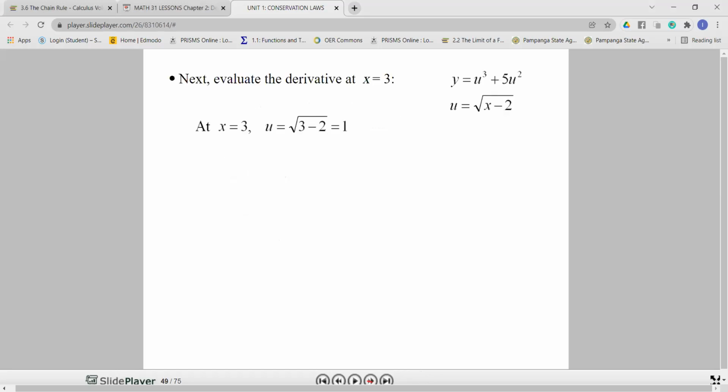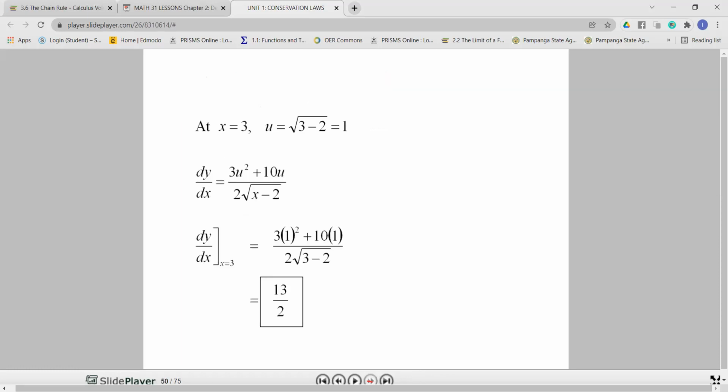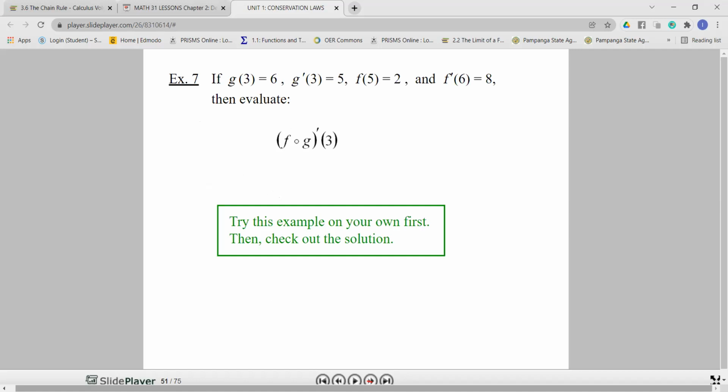Okay, next, evaluate the derivative at x equals 3 of this one. So y equals u cubed plus 5u squared. So your u is square root of x minus 2. Again, at x equals 3, your u will be equal to 1. So dy over dx is 3u squared plus 10u over 2 square root of x minus 2. Ay, yung kanina. Okay, tama. So nag-substitute lang siya kanina. So 13 over 2.